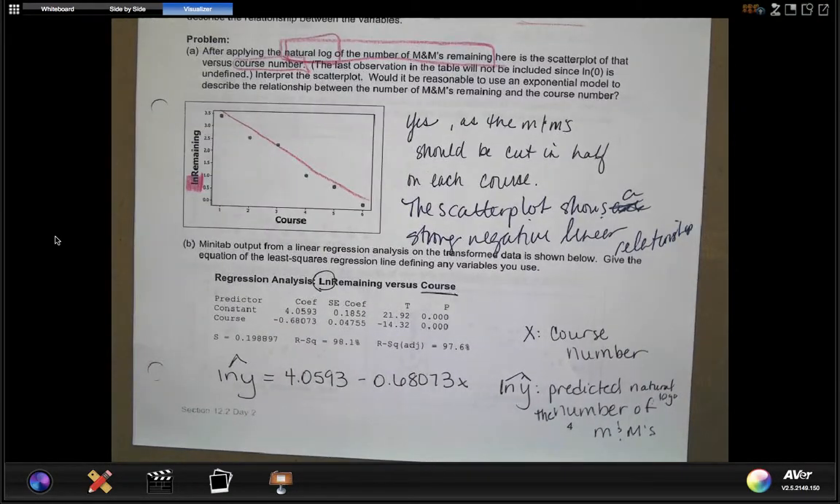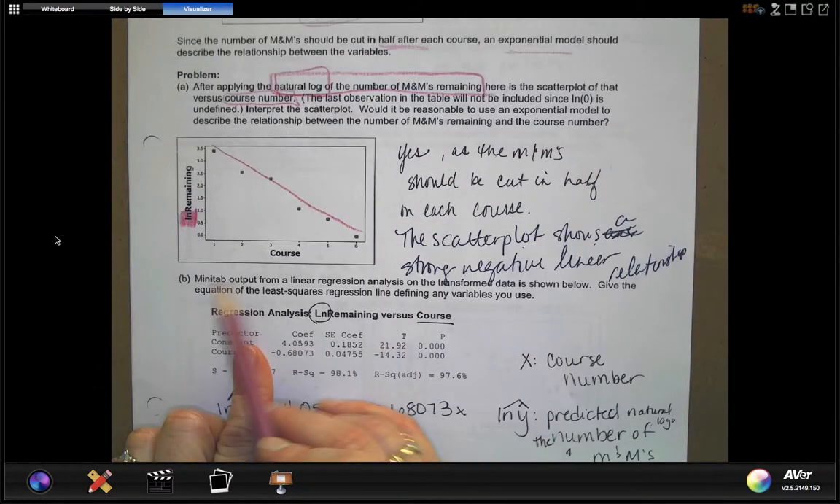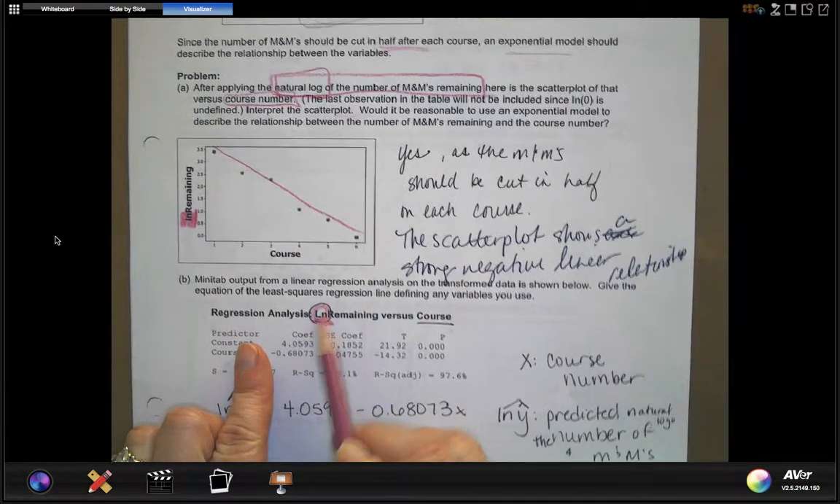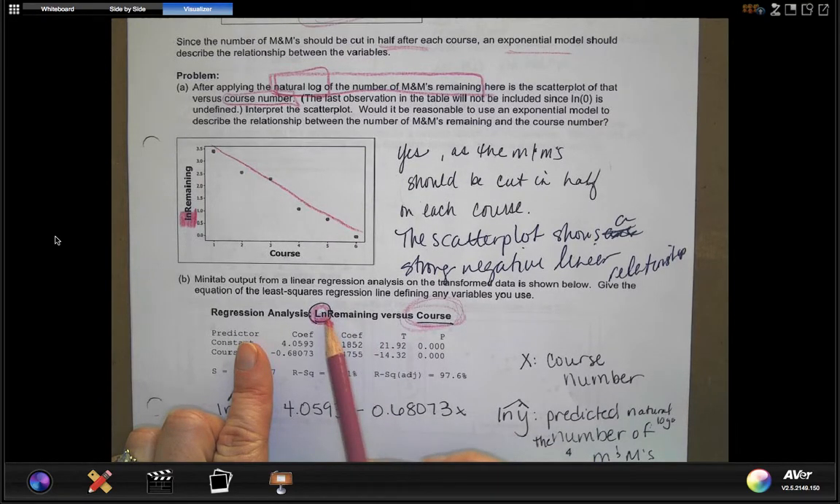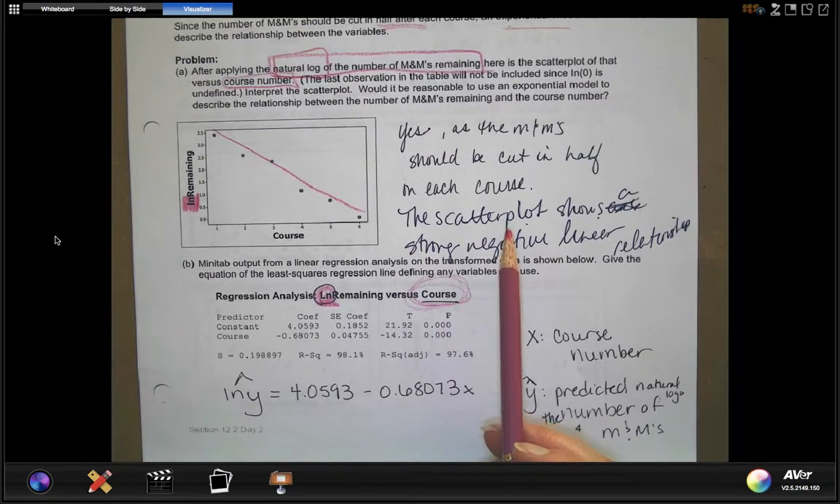Okay. If you look at the scatter plot, you're still not sure what they did. Look at your computer output. So here's the Minitab output. Again, you can see here only the remaining has the natural log. The course is still the same, all right? So they only changed that y variable here. When I want to write the regression equation, all right, again, in another example, I said, yes, you could take the log.